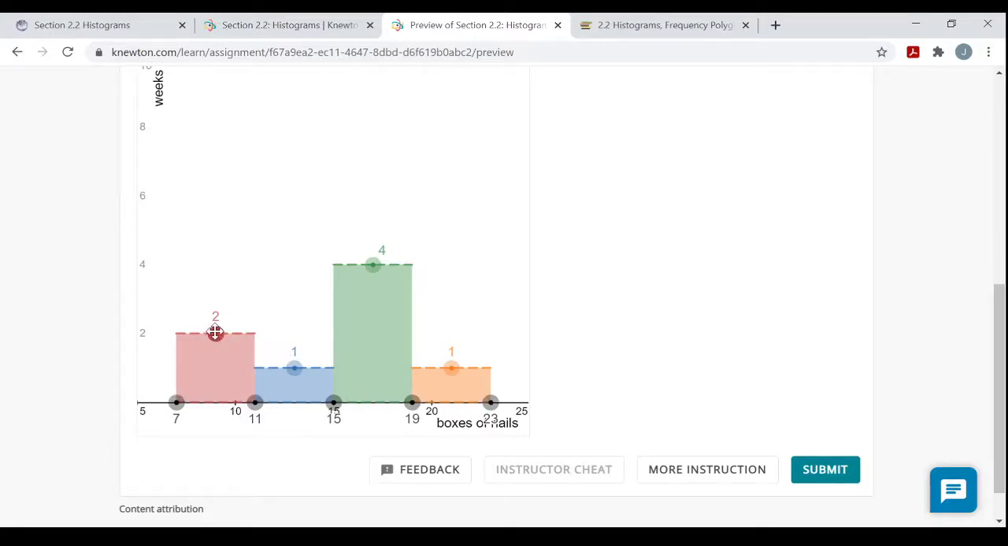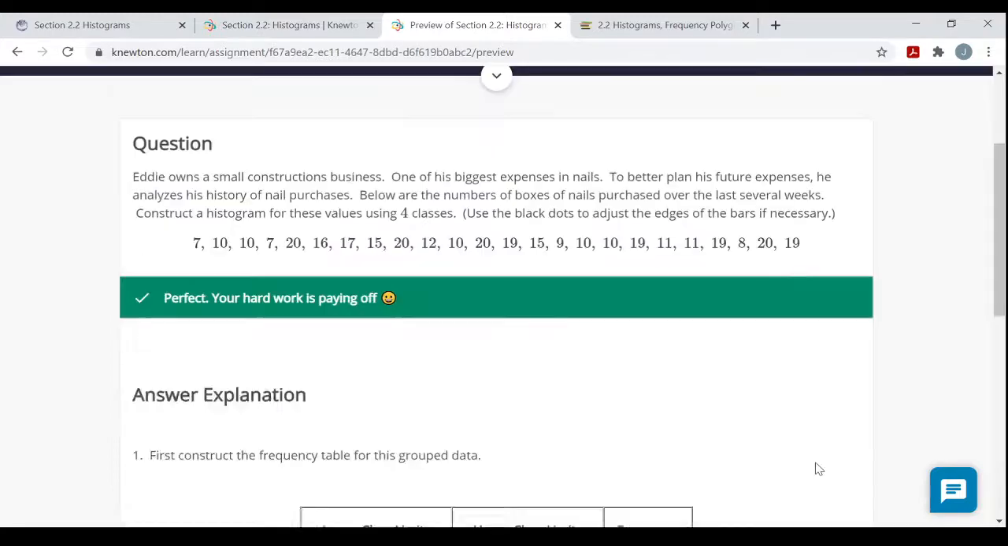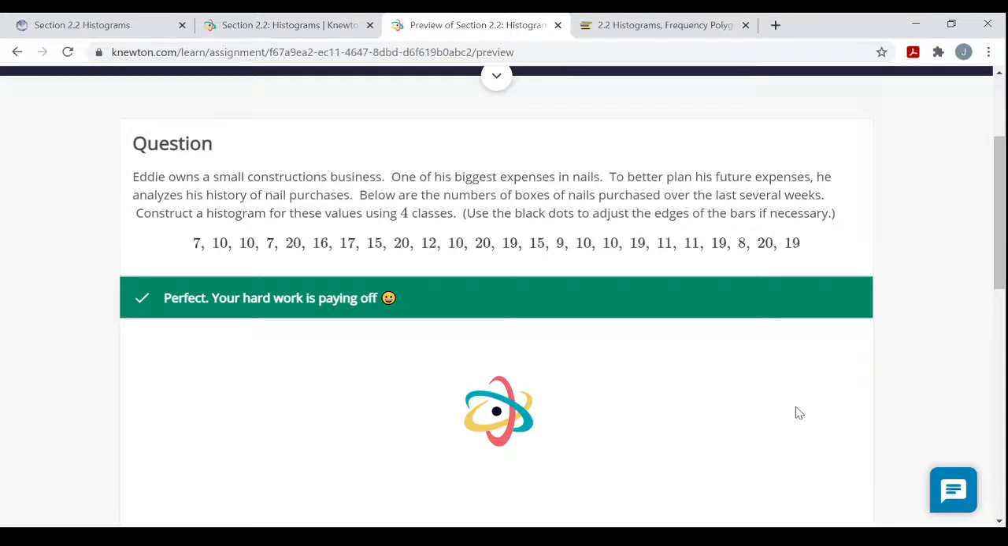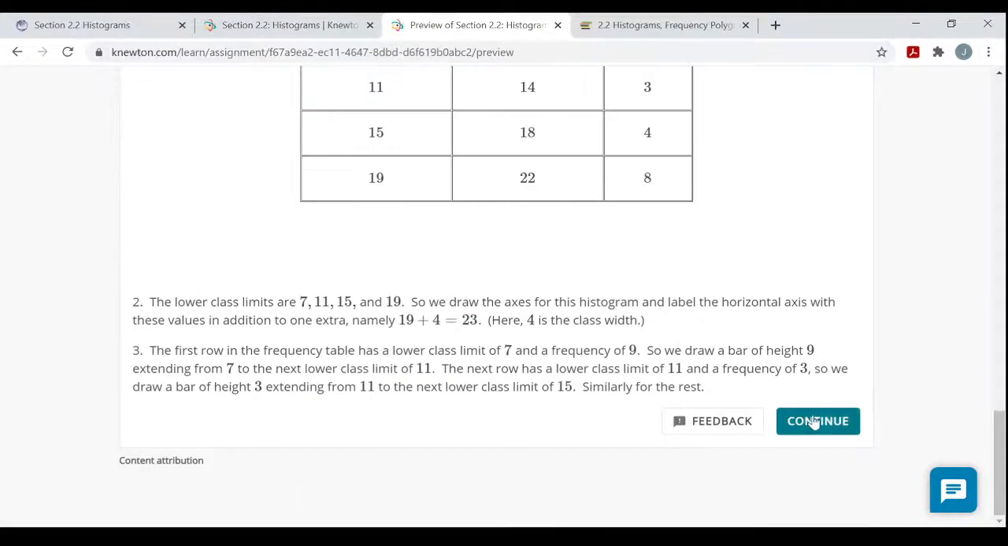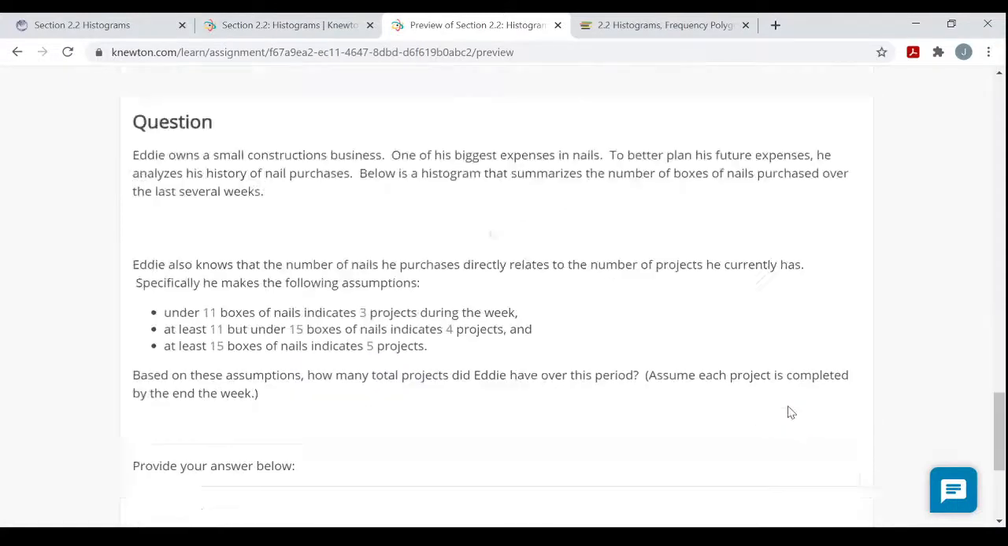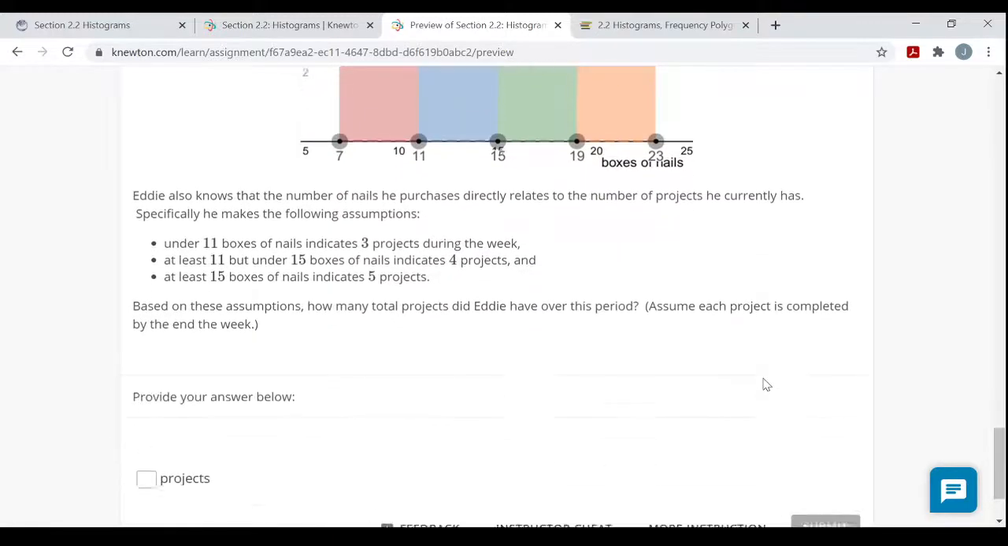There were 9 in the first class, 9 weeks where they ordered that many boxes of nails, and 3 for the next, 4 for the next, it's already there, and then 8 for the last class, and this should be good. Okay, and then they're probably going to ask me a question about it. So yeah, here it is, histogram, all that.